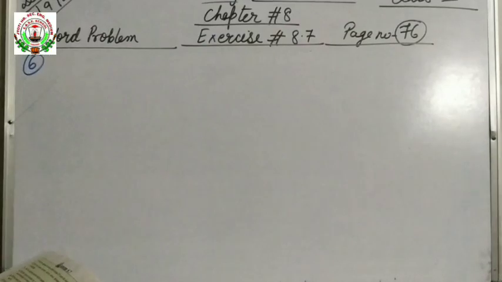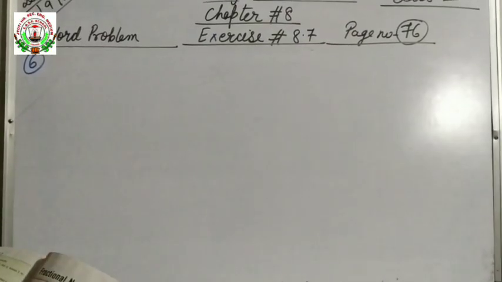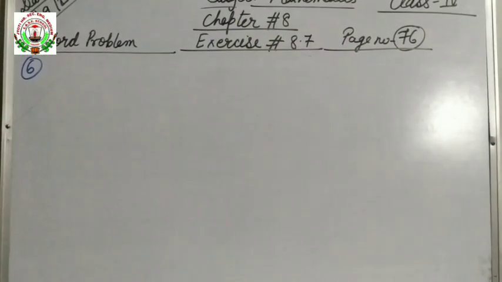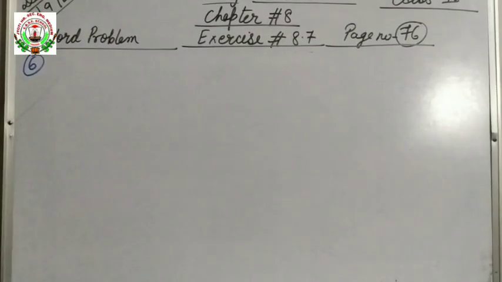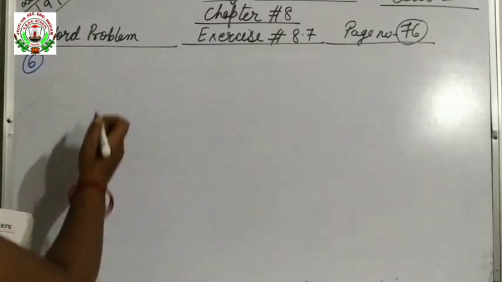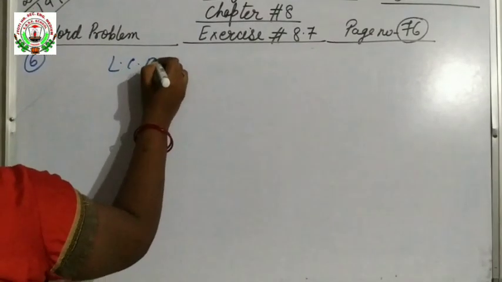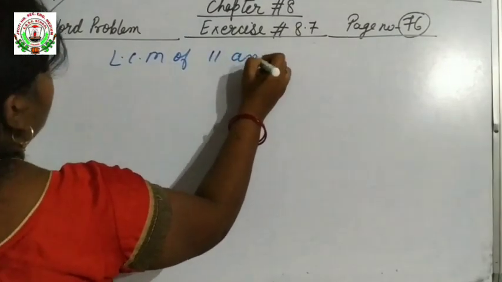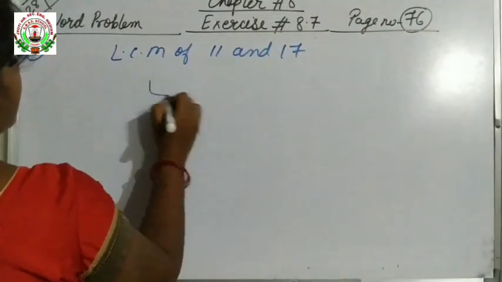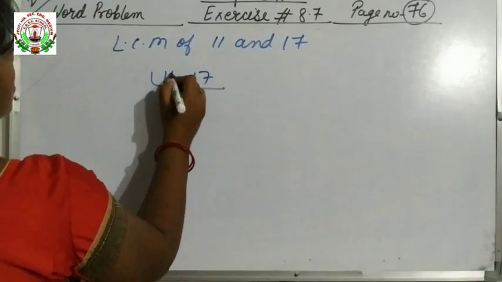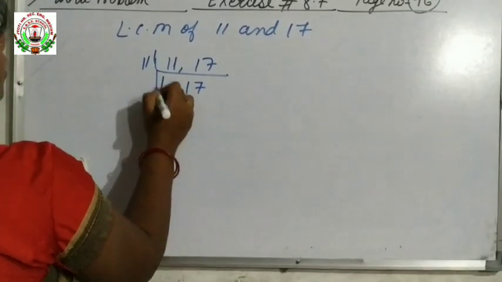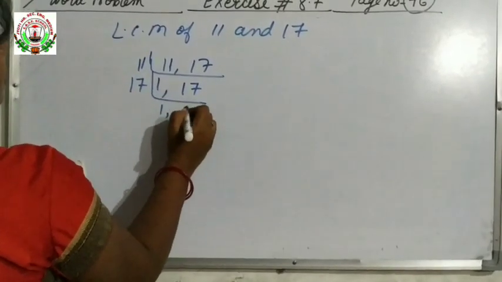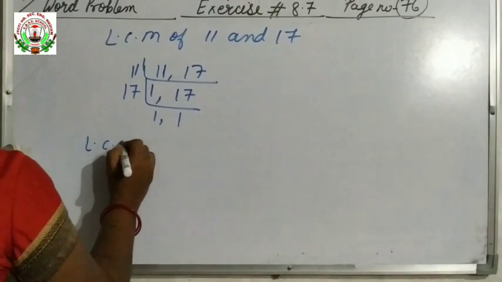In question number 6, find the lowest number which is exactly divisible by 11 and 17. Here 11 and 17 is given and we have to find out the lowest number. So first we will find out the LCM of 11 and 17. If we will take 11 and 17 together, now 11 is divisible by only 11. 11 1 is 11 and 17 is divisible by only 17. Okay. So what is the LCM of this number?